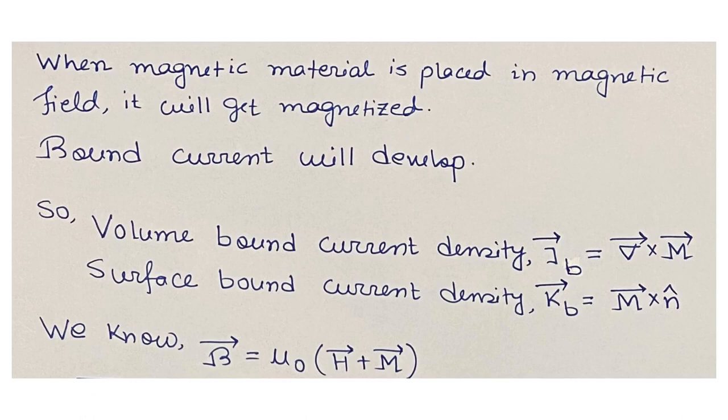Now we'll see the solution of the given question. We have already seen that when a magnetic material is placed in a magnetic field, it will get magnetized, and it will give rise to two types of current densities, that is volume bound current density and surface bound current density. The volume bound current density is given by Jb equals curl of M, and the surface bound current density is Kb equals M cross n cap. Now we know the magnetic flux density inside the material is given by mu naught times H plus the magnetization M.